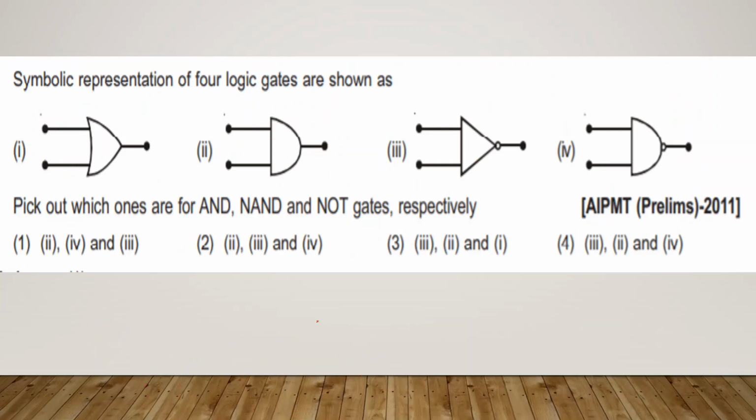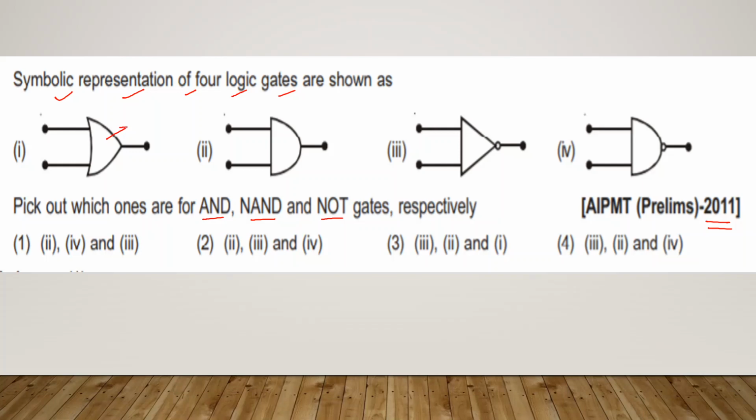Again, this was given in All India Pre-Medical Test 2011. He has given again a symbolic question. What is the question? Symbolic representation of 4 logic gates are shown here. Pick out which one are AND gate, NAND gate and NOT gate. So we have to find which one is AND gate, which one is NAND gate and which one is NOT gate. Let us write the name of the gate here only.